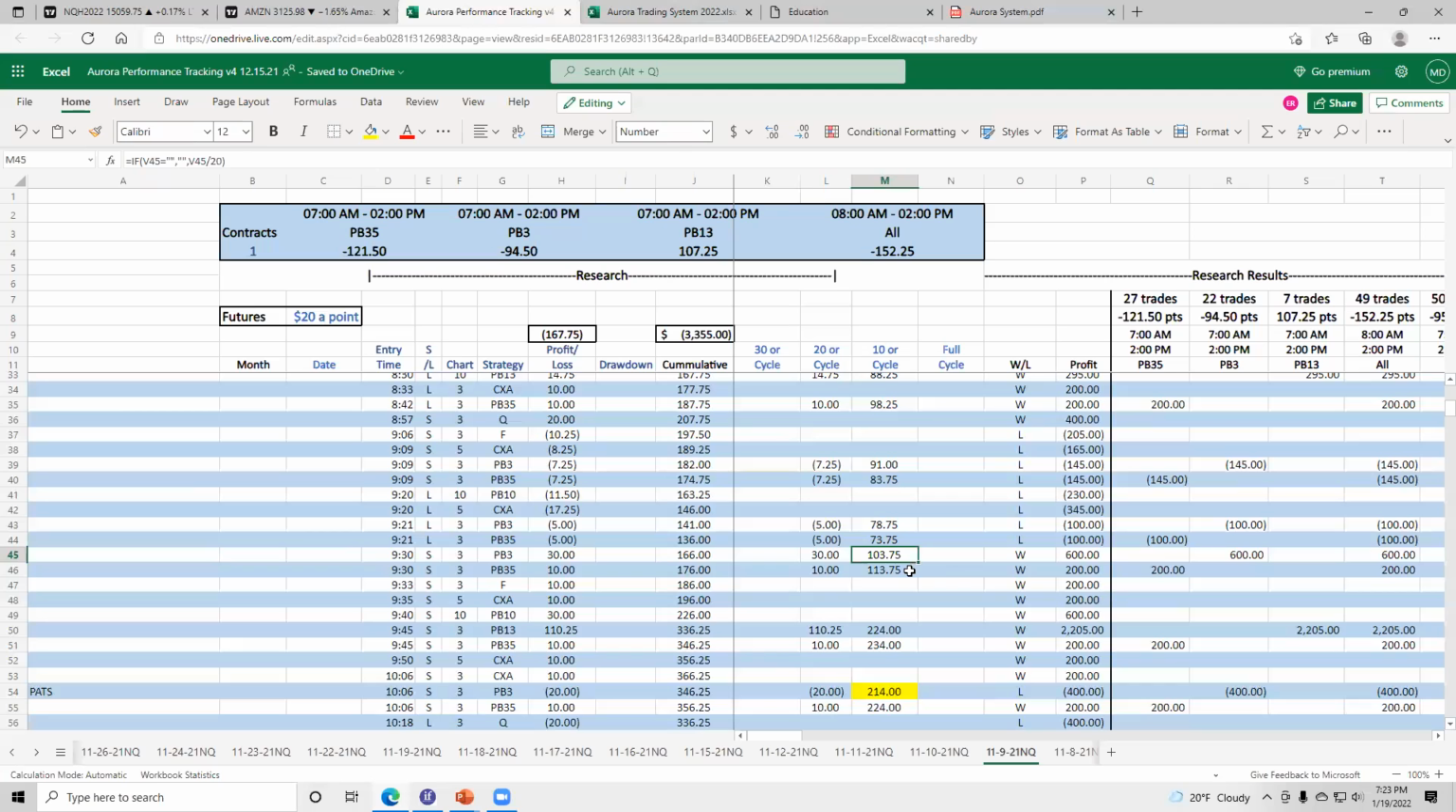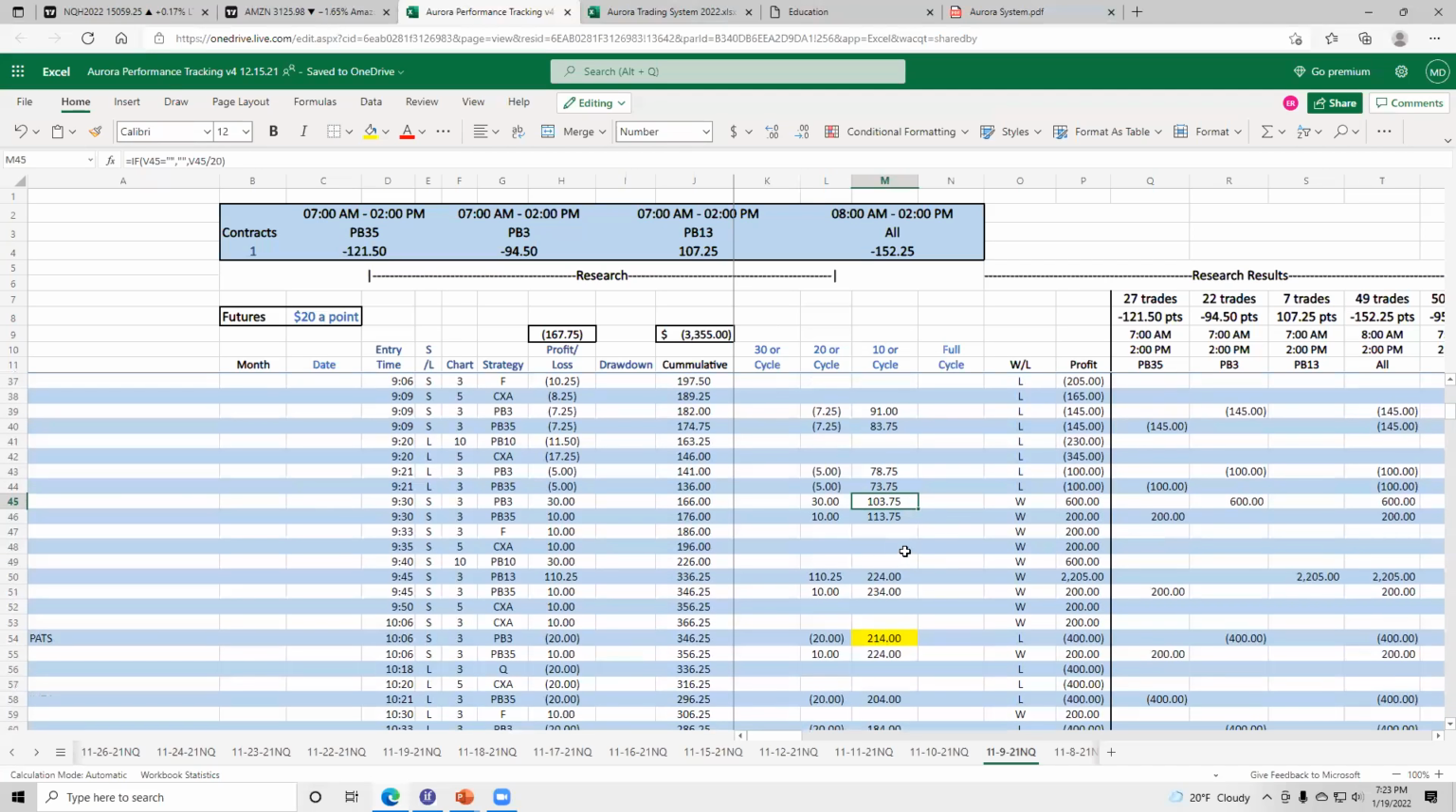In this example, what ended up happening is we got to 234 points. We kept accumulating profits. And then we had a 20-point losing trade, and that put us back to 214 points. So I labeled that on that day as PATS. I highlighted it in yellow, and so I finished the day at 214 points.